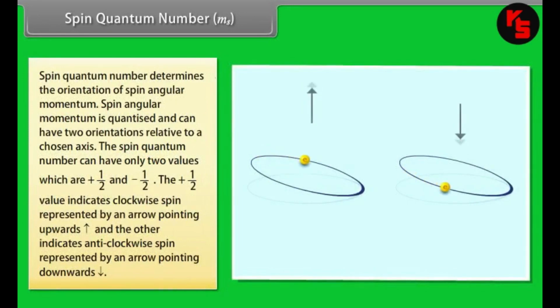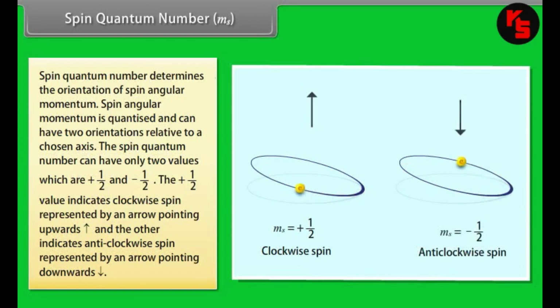Spin quantum number, Ms. The spin quantum number determines the orientation of spin angular momentum. Spin angular momentum is quantized and can have two orientations relative to a chosen axis. This spin quantum number can have only two values, which are plus half and minus half. The plus half value indicates clockwise spin, represented by an arrow pointing upwards, and the other indicates anti-clockwise spin, represented by an arrow pointing down.